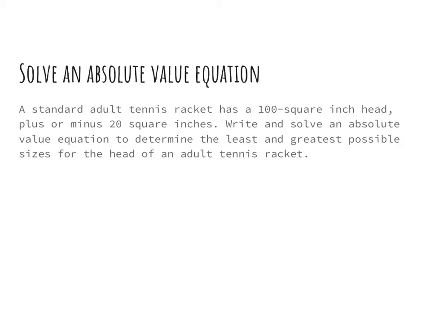So we're going to write and solve an absolute value equation to determine the smallest and largest possible sizes for a tennis racket. So again, whatever size racket we have, the distance between that and 100, which is standard, is going to be 20. And so we would write it like this: the absolute value of x minus 100 equals 20.